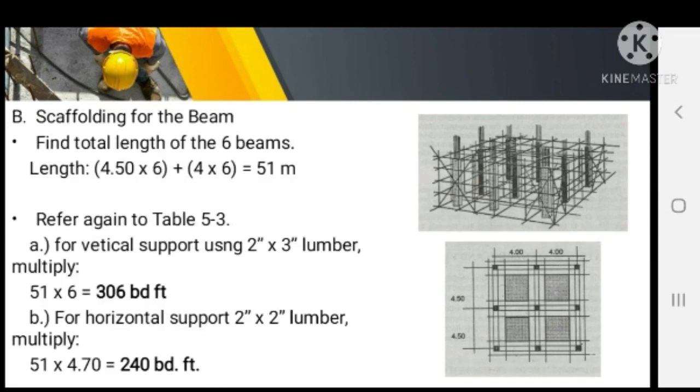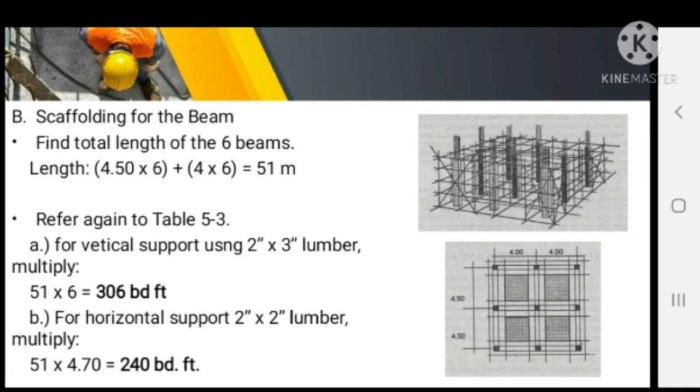For the scaffolding for the beam, same, we need to find the total length of the beams. So we have 6 beams all in all. Those 6 beams have lengths of 4.50 meter and 4 meter. So 4.50 times 6 plus 4 times 6 is equal to 51 meter all in all.